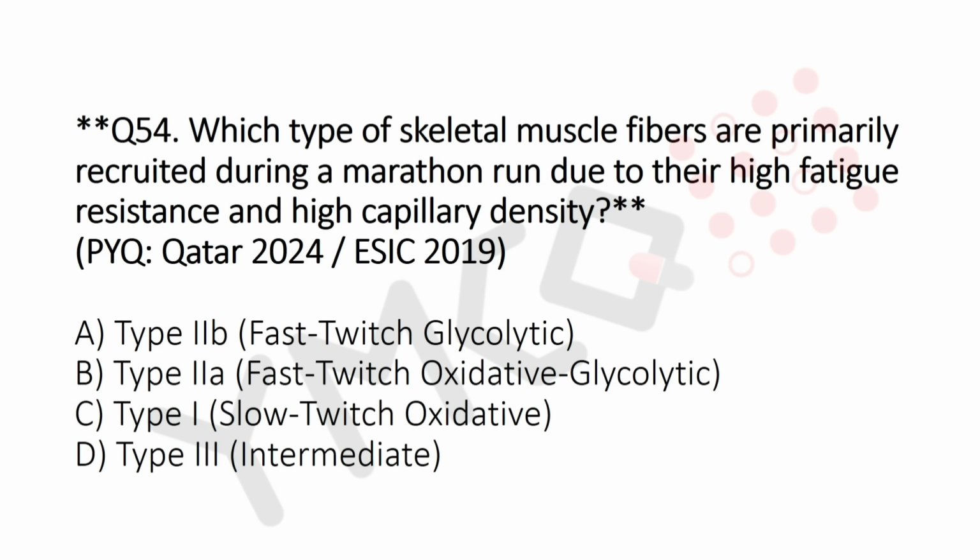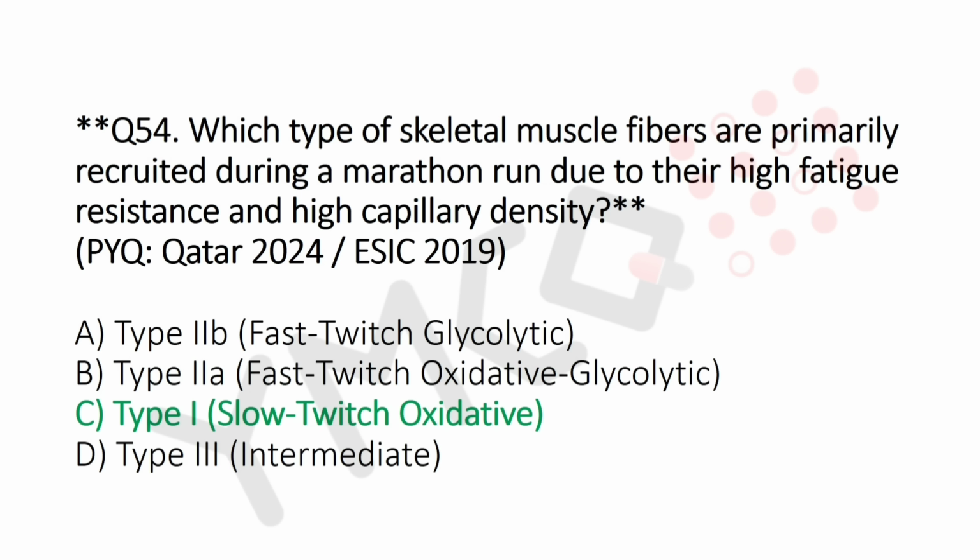Which type of skeletal muscle fibers are primarily recruited during a marathon run due to their high fatigue resistance and high capillary density? Option A, type 2B. Option B, type 2A. Option C, type 1. Option D, type 3. And the answer is option C, type 1, slow twitch oxidative. They have a ton of oxygen carrying myoglobin, making them highly resistant to fatigue, perfect for a marathon.